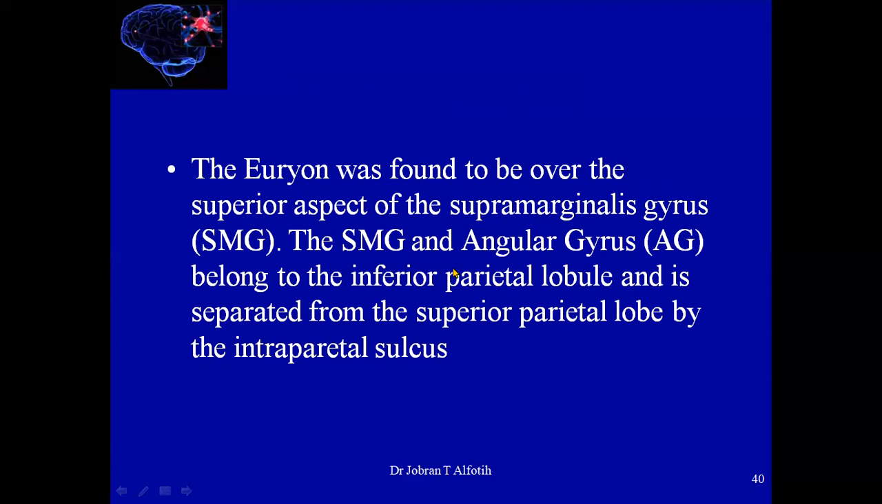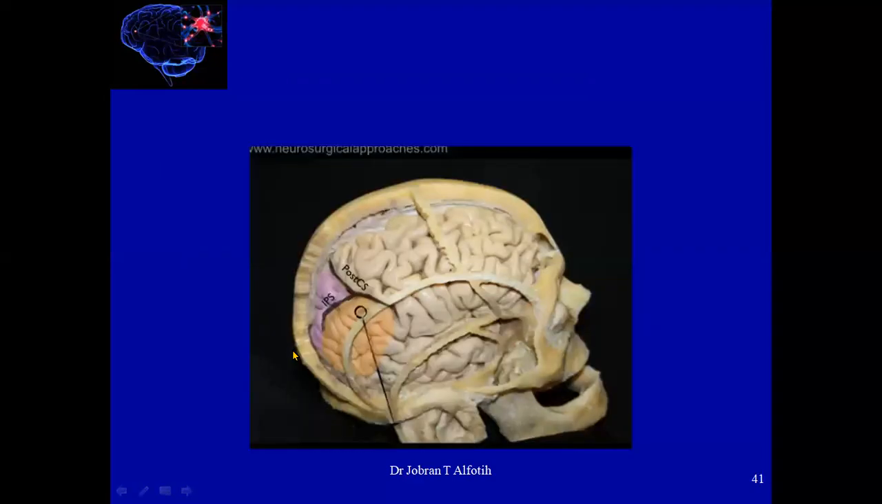The supramarginal gyrus and angular gyrus belong to the inferior parietal lobule and are separated from the superior parietal lobule by what is called the intraparietal sulcus. As we see here on the specimen, we find this line drawn from the posterior part of the mastoid coming to the Asterion, and the Asterion is actually over the supramarginal gyrus, and here is the angular gyrus.